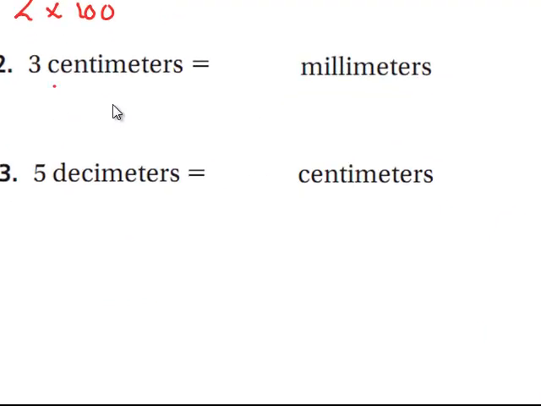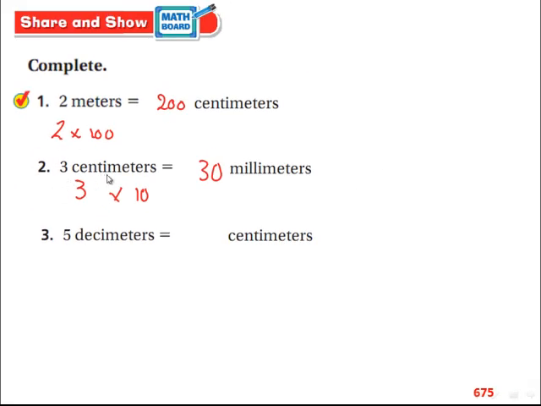3 multiply by 10 equals, great, 30 millimeters. So 3 centimeters equals 30 millimeters. Is it difficult? I think it's easy. Question 3. 5 decimeters equals how many centimeters?